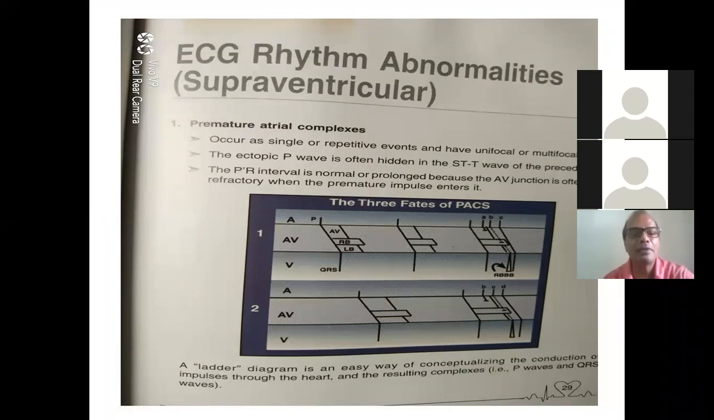Premature atrial complexes. That is called as supraventricular, correct? Supraventricular. उधर diagrammatic represented दिया है, देखो. What is normal and what are abnormals? Premature, that is called as what is atrial activity coming from the SA node, correct? Yes. Atrial activity. They are coming premature. That means they are not coming from the SA node. They are coming early. Premature means early. They occur as single or repetitive events which have either unifocal or multifocal origin.